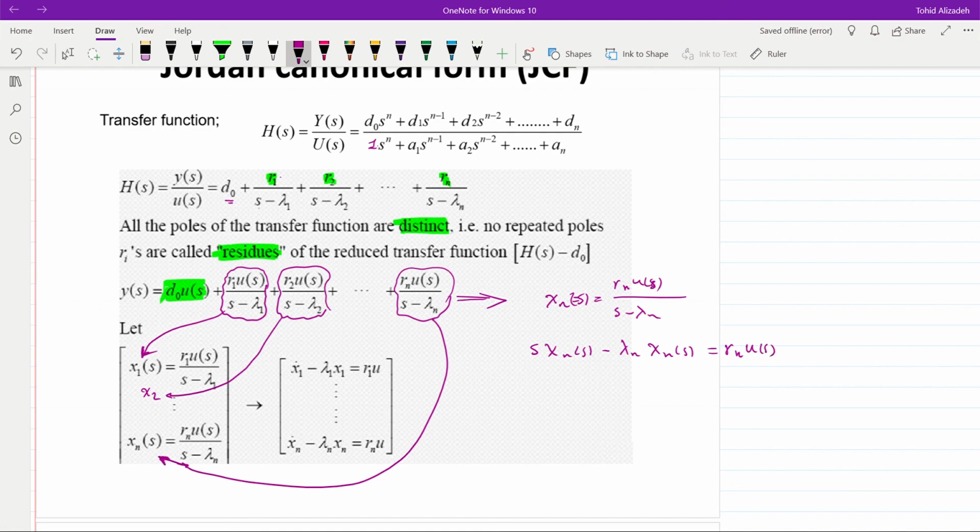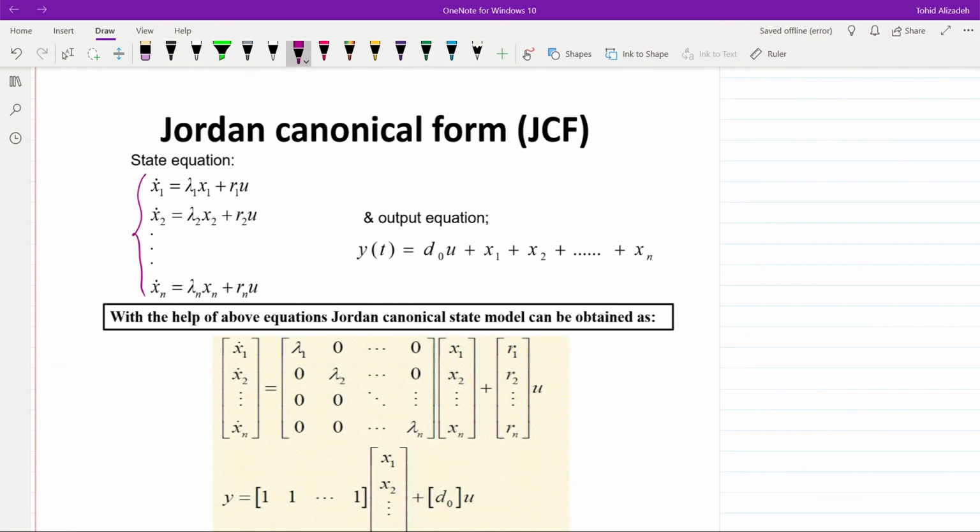Then in the time domain, we will have it in this form, xn dot minus lambda n xn equal to rn u. And therefore, xn dot will be equal to lambda n xn plus rn u. And it is similar for all the other states, xn minus 1 down to x1 dot, they will follow the same or a similar pattern, and you can see it over here. For the output, on the other hand, we will have it simply equal to d0 times u plus x1, x2 up to xn, because we picked all those terms as the states.